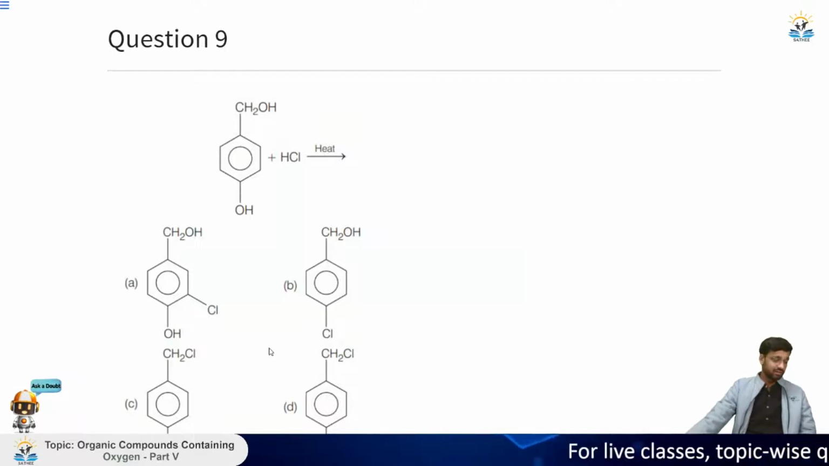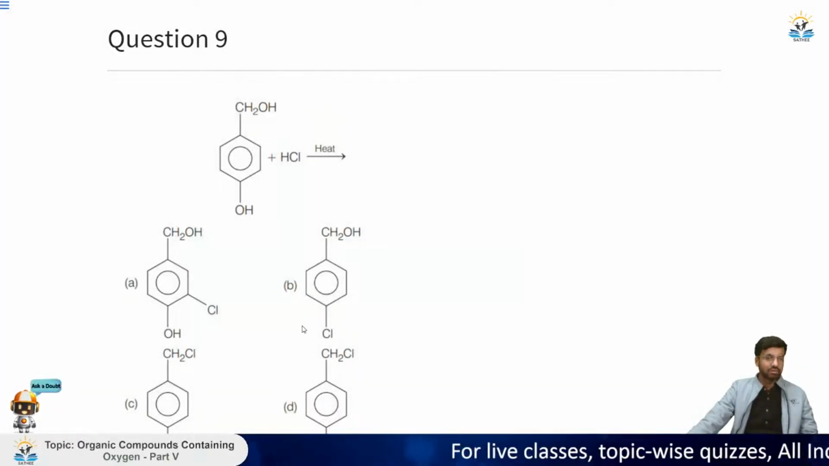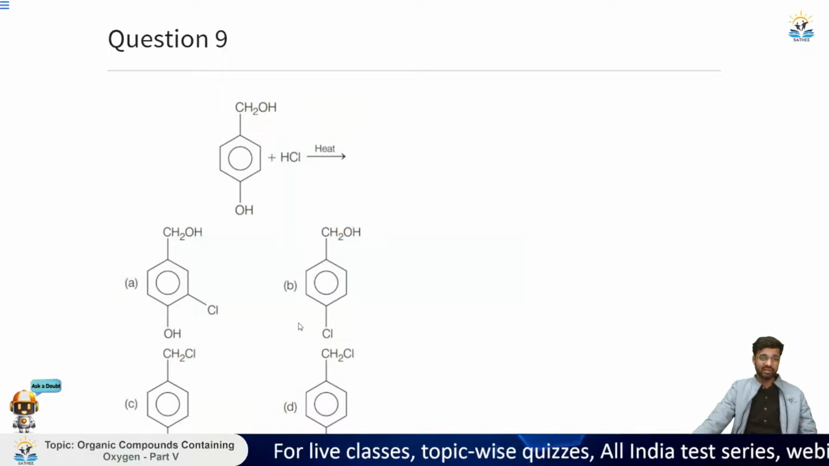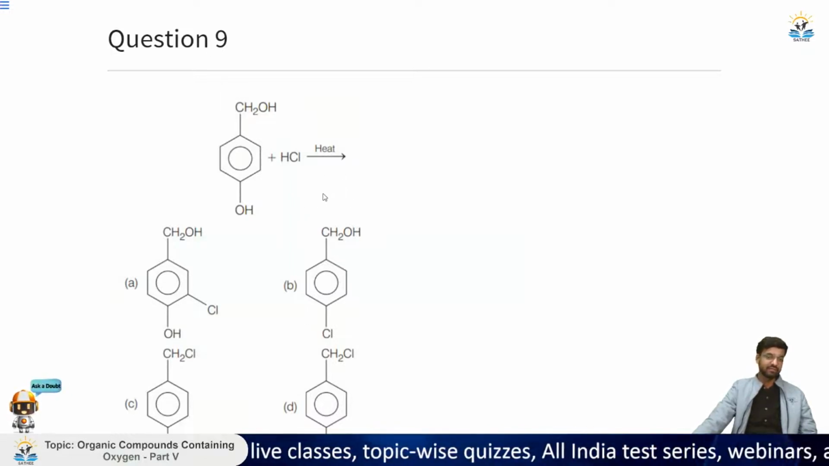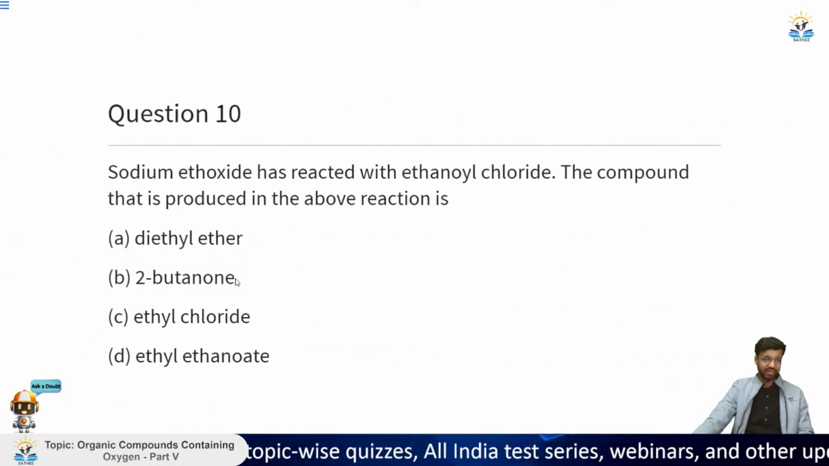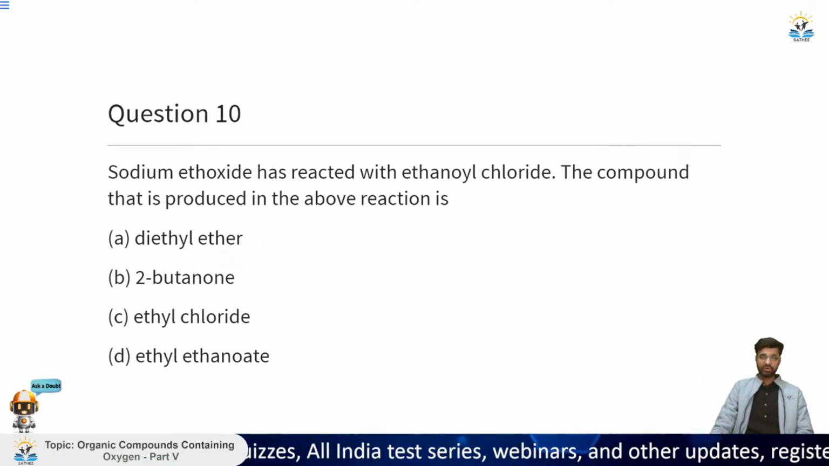Next, question number 9. So we have an alcohol, phenol. Okay, so a phenol derivative. Then we treat it with HCl. So what will happen upon heating? And this is the last question that we have: sodium ethoxide is treated with ethynyl chloride. What is the product of the above reaction?